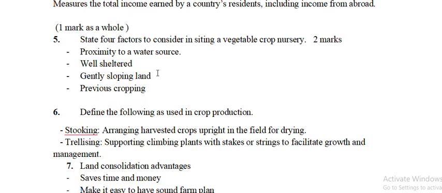State 4 factors to consider in siting a vegetable crop nursery, and in this case you must explain. Proximity to a water source, and that is to ensure frequent watering. Then a well sheltered place, and that is to avoid excessive heat from the sun or excessive sunlight. Then gently sloping land. The gently sloping land is to allow it not to flood.